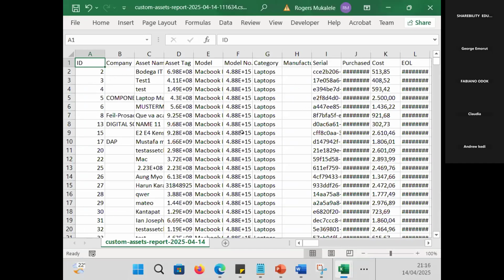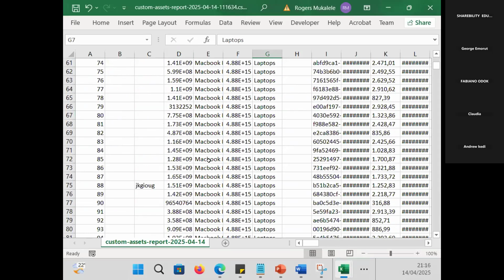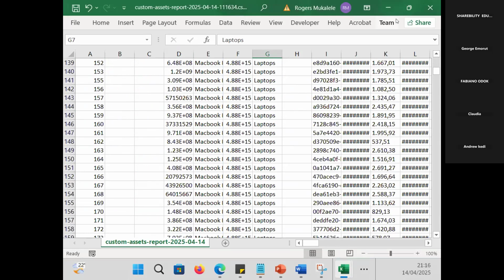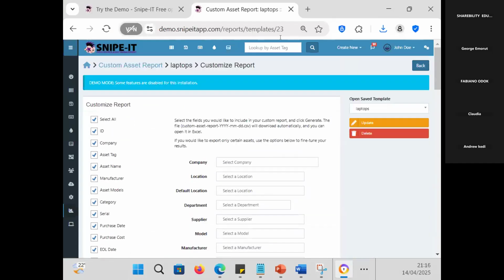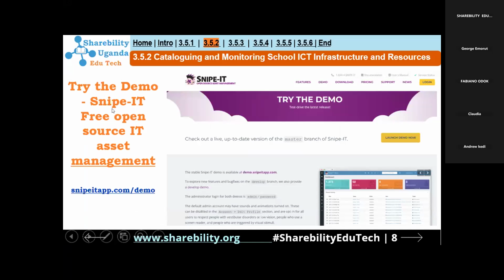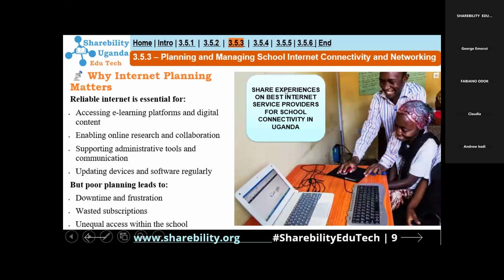I see all the laptops in the university. Where are they? Are they working? Which kind of laptops are they? So this one here is a system and it is free of charge. So for you attending the Sharebility course, you are able to learn about it and you can use it for your own school. Then when you are planning for technology, you also need to plan for internet.